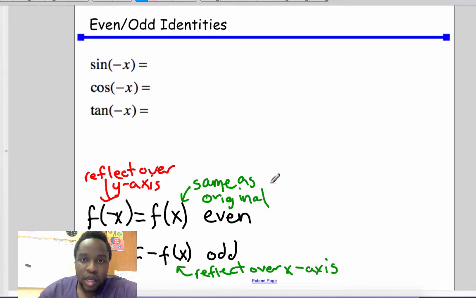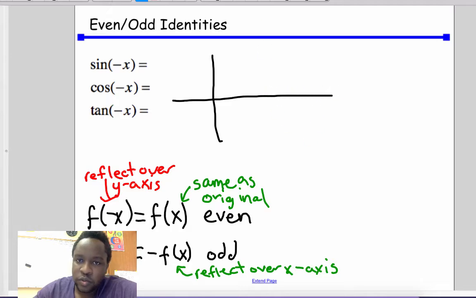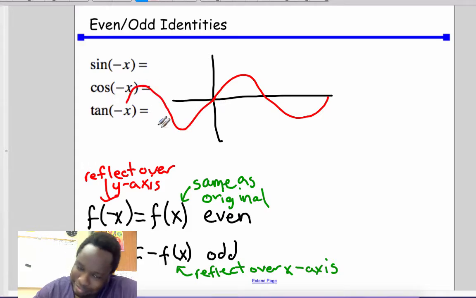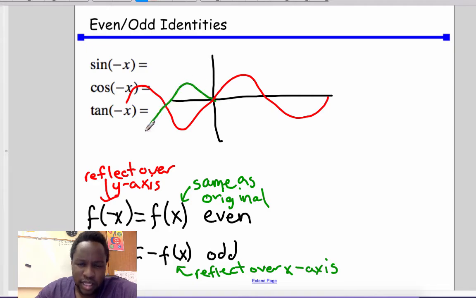So let's take a look. If we have sine of x, graphing on this is going to be very interesting. If we have sine of x, something like that, right? Looks like that-ish. And then we reflect it over the y-axis. It's going to look like that for the positive part and this for the negative part.